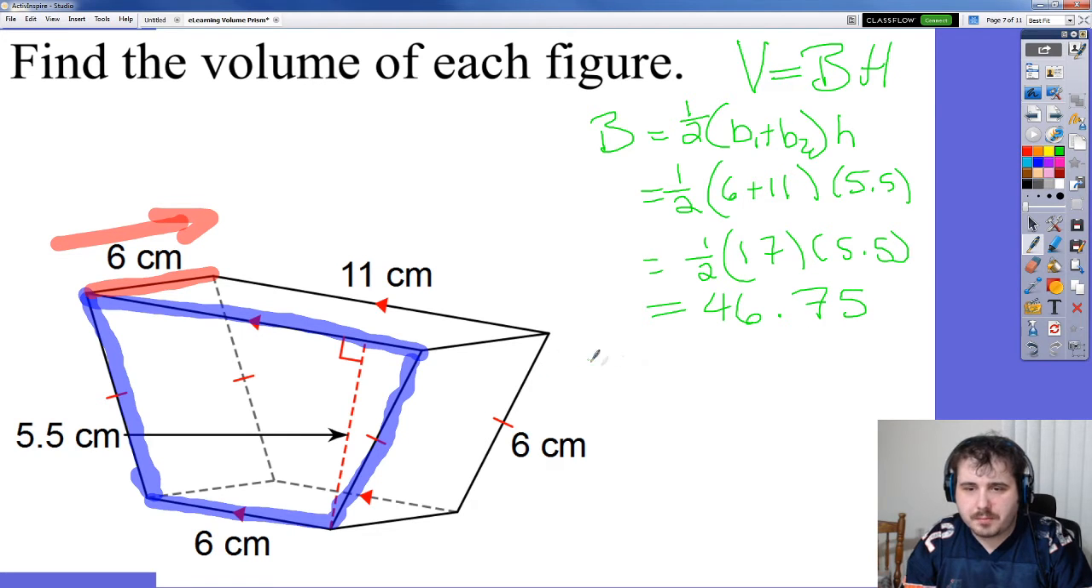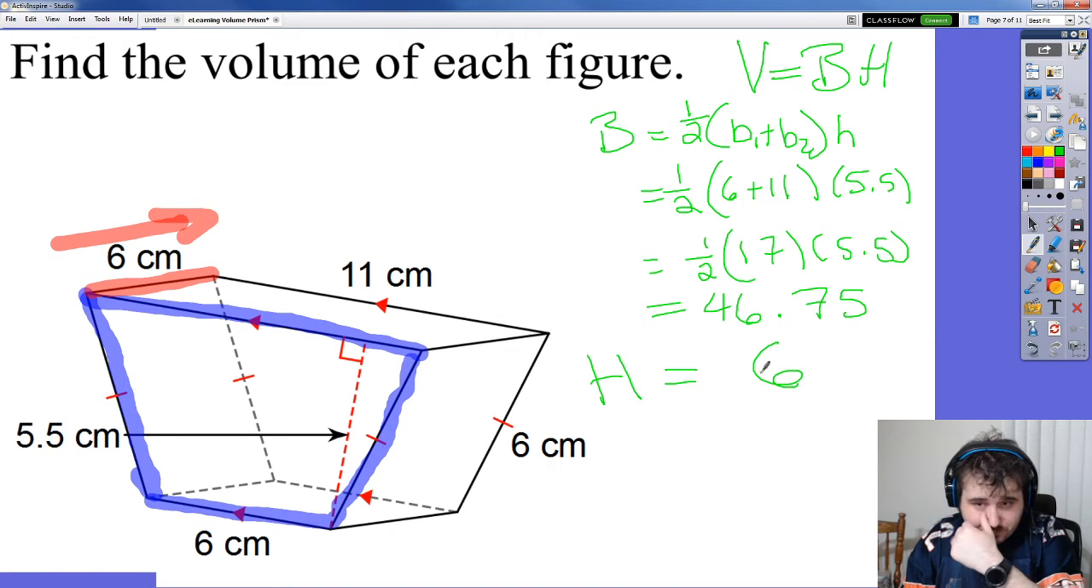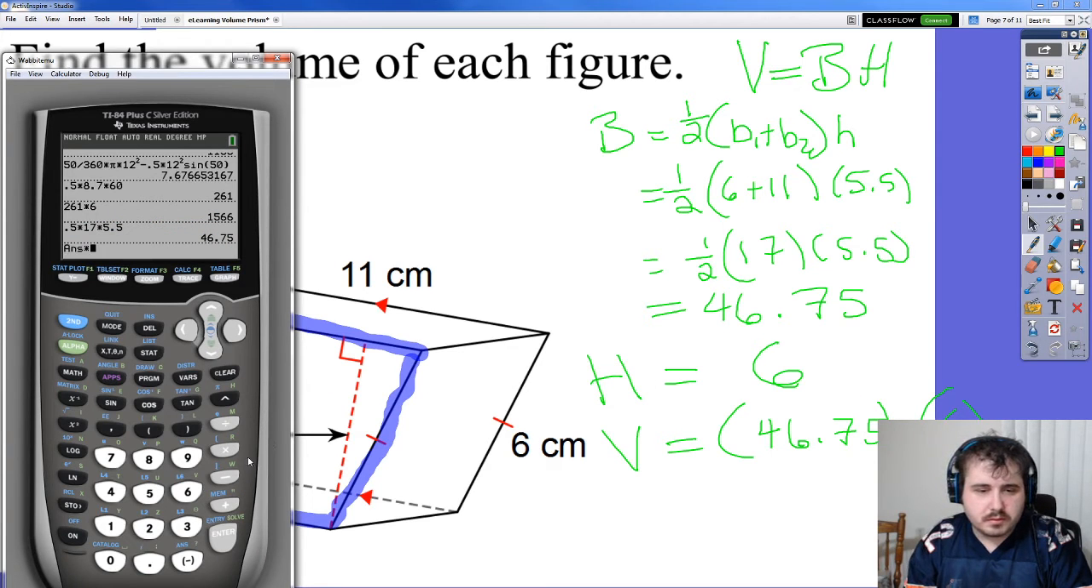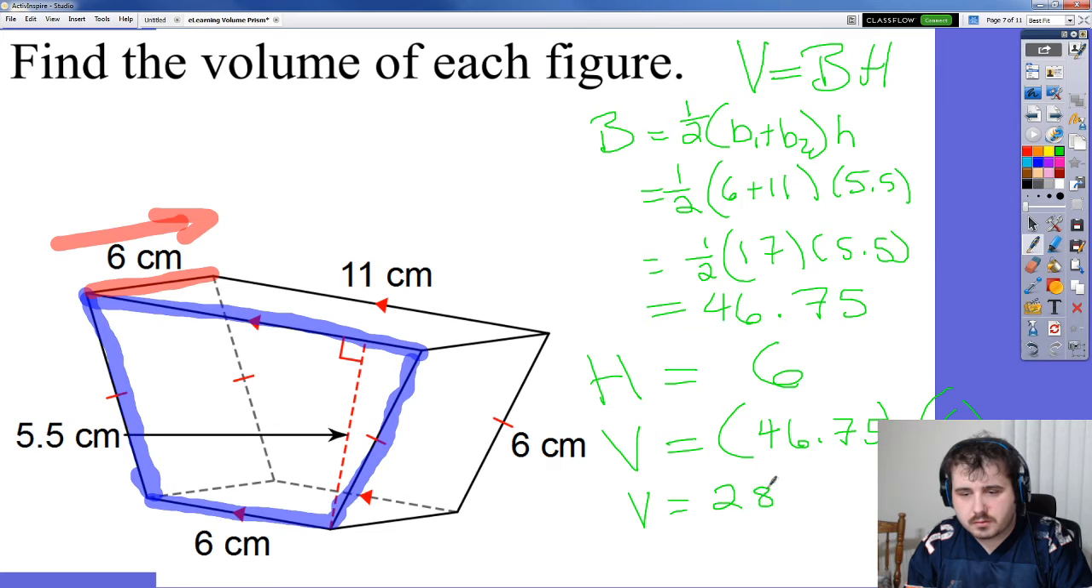And then you multiply by the height of the prism, which we already indicated over here, that's 6. And now we're just going to say volume equals 46.75, area of the base, times 6, the height, and that's all. You do that problem and you get your answer, 280.5. And then our units here are centimeters, so volume is centimeters cubed.